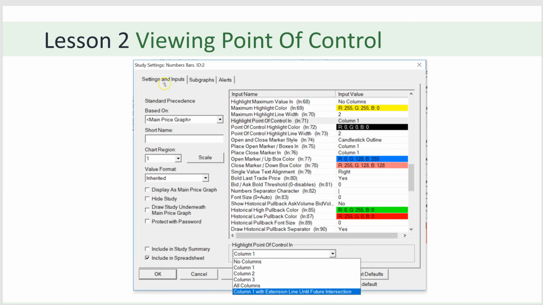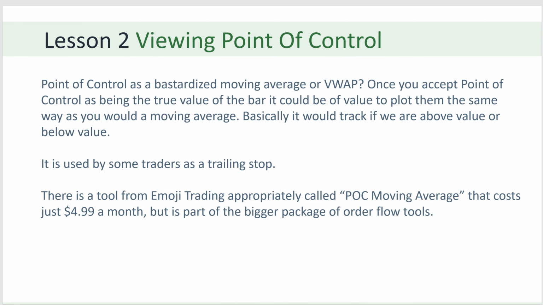So on the settings for the numbers bars, it's under this point of control. What you do is it's this one up here, highlight point of control. It's in line number 71. This is one of the drawbacks, I think, of Sierra Chart: it takes a while getting used to all the different settings that you can play around with. But it's this one, column 1 with extension line until further intersection. If you just have column 1, it's just the rectangle around the box.